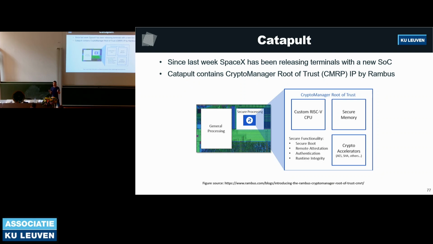Now, I said that there's a new terminal released last week. This is the mini terminal. And this mini terminal has yet another silicon revision of the system on chip. And in this case, SpaceX decided to incorporate Crypto Manager Root of Trust IP by Rambus to try and prevent the types of attacks I've done. So this IP specifically tries to do secure boot in a secure manner. And of course, I don't really know how secure this actually is because these terminals have not reached Europe yet.